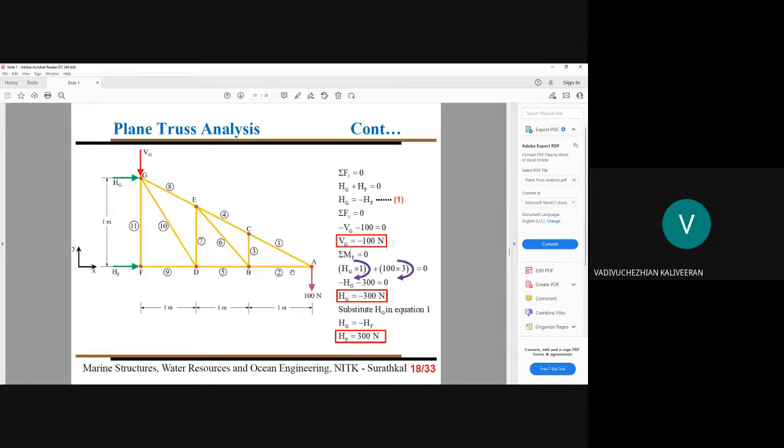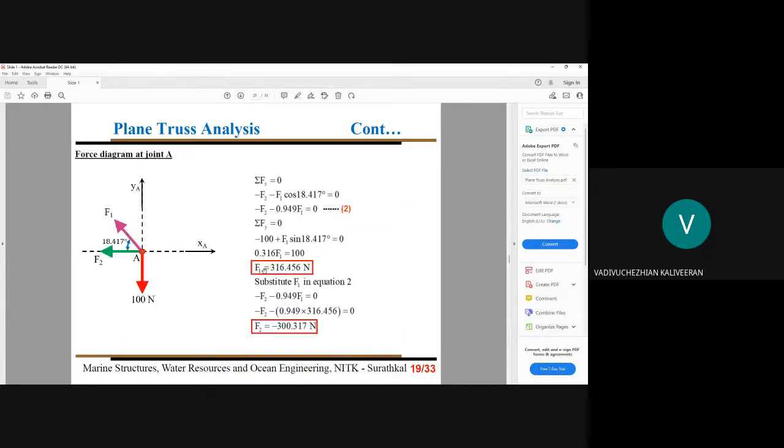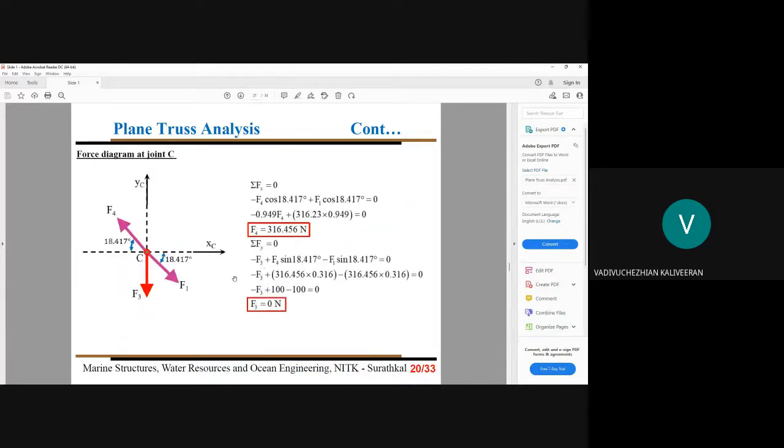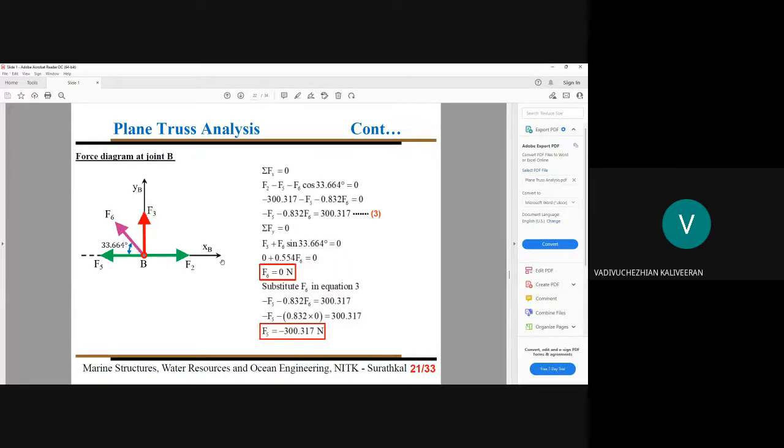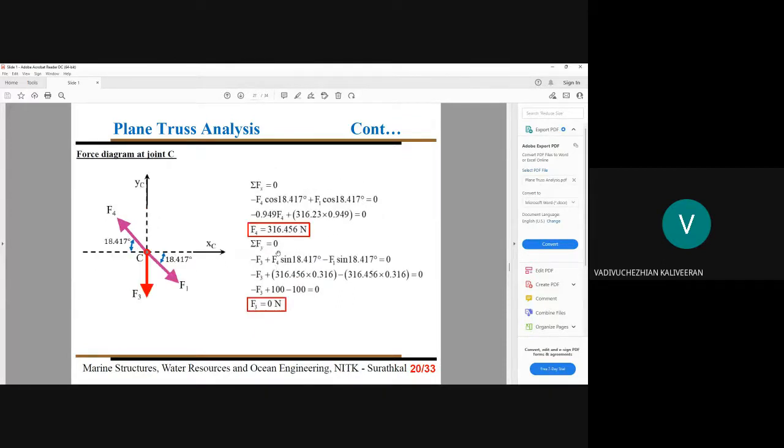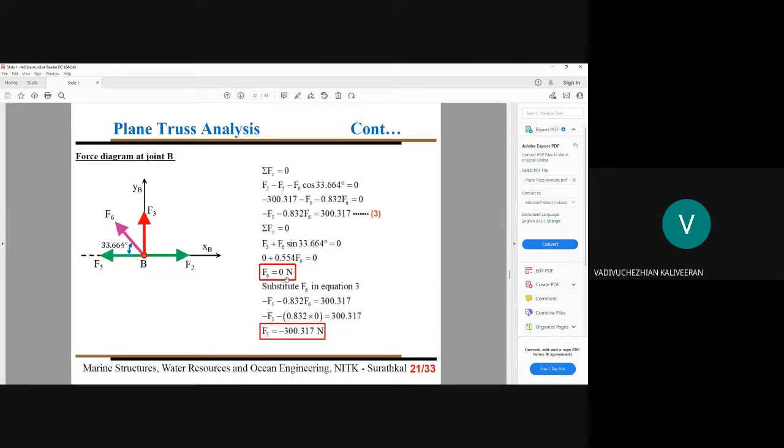Next we can treat our joint B. In joint B there are 4 members: F5, F2, F3, F6. So what we can do, as we already noted, F3 part is known, F4 part is known, and we also noted F2. So those, F3 and F2, are known. Only F6 and F5 you have to find.